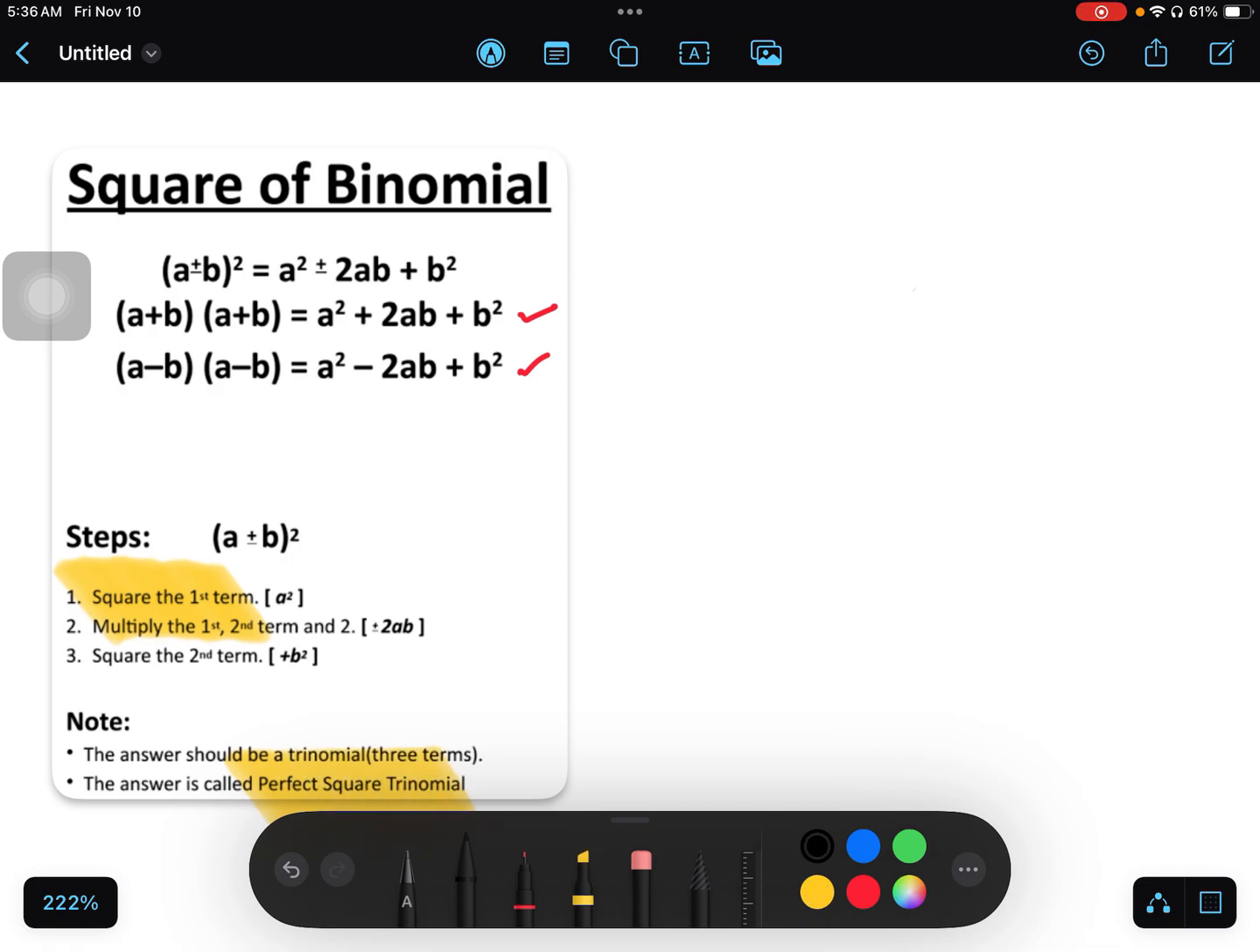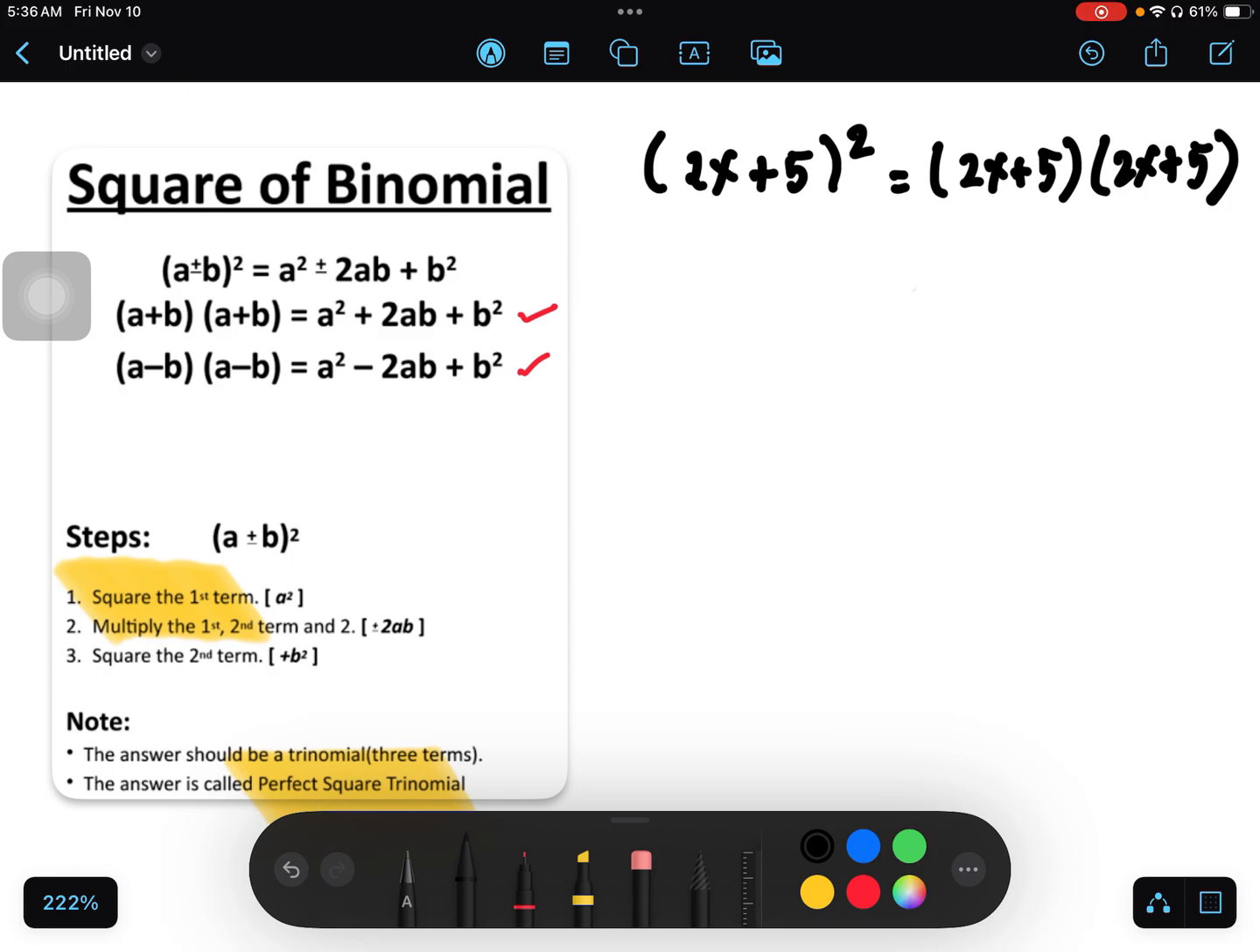So let's try to have an example. Suppose you have (2x + 5) squared. This is a given which is a square of a binomial. This is the same, if expanded, as (2x + 5)(2x + 5). So let's go back to the steps that we have here. It says that we have to square the first term. Going back to the given, 2x is our first term.